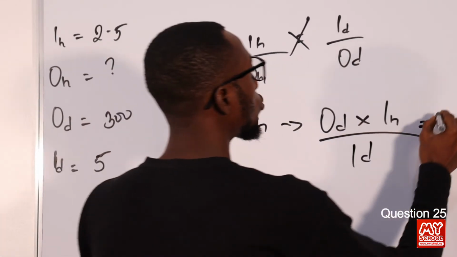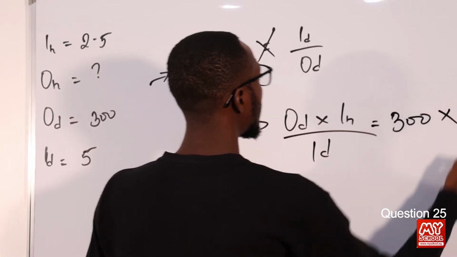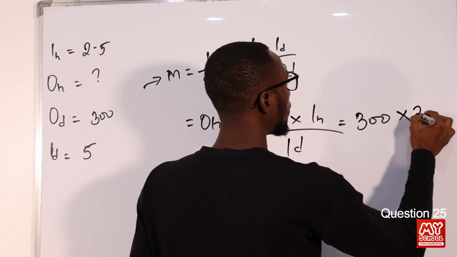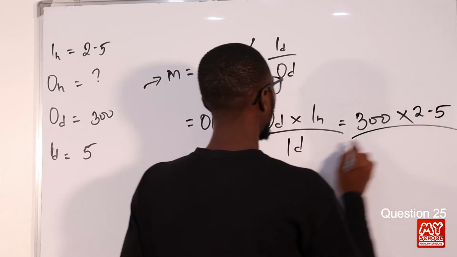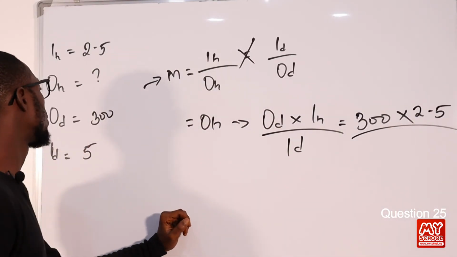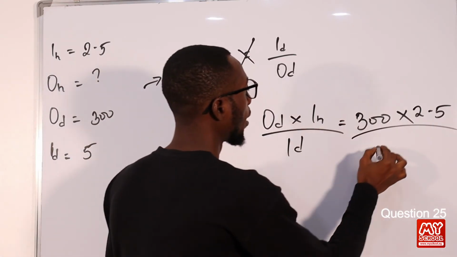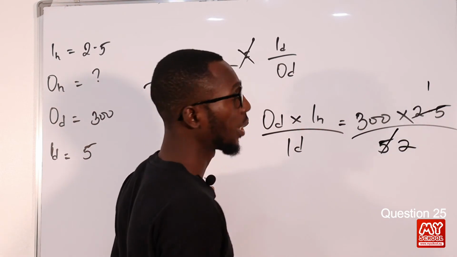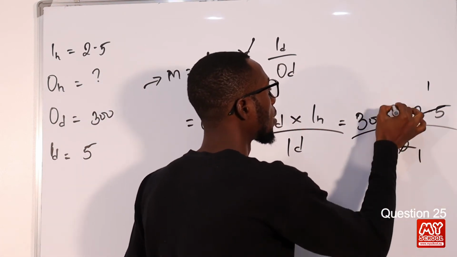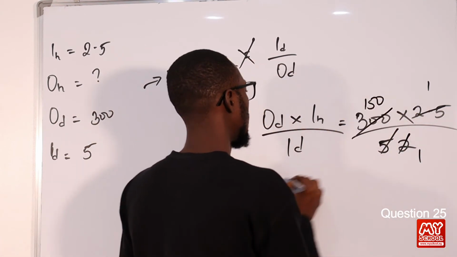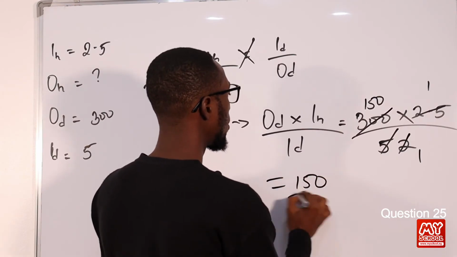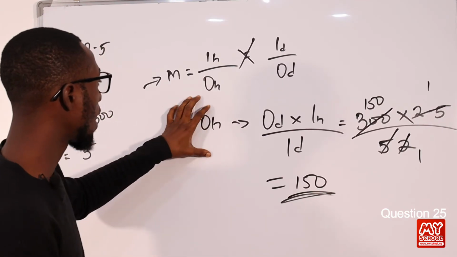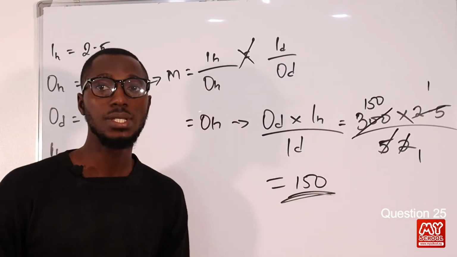That is 300 times the image height, that is given as 2.5, over the image distance, which is given as 5. Okay, so we know 2.5 here 1, 2.5 here 2. So 2 here 1, 2 here 150. So what we are looking for is 150. That is the height of the building. That is 150 centimeter high.